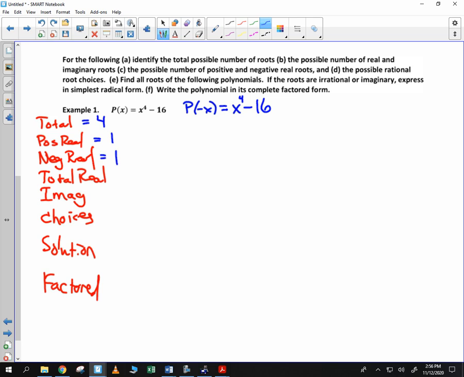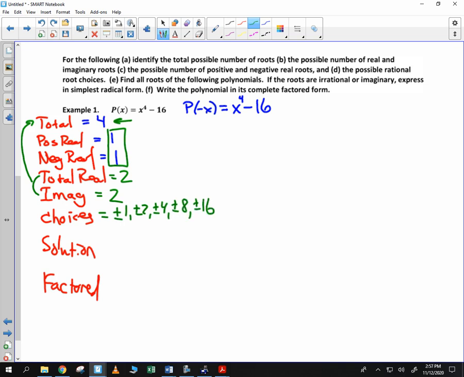So because there is 1 positive real and 1 negative real, that means there are 2 total real solutions. If there are 2 total real and there are 4 altogether, that means that there must be 2 that are imaginary. So these 2 added together must give you that one. If we worked out the rational roots theorem, we'd see our choices are plus or minus 1, 2, 4, 8, and 16.